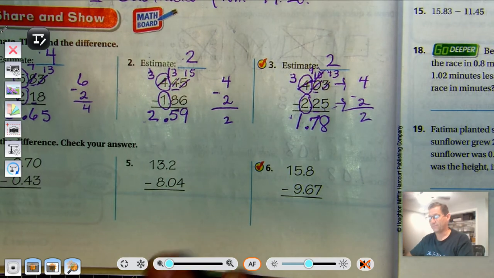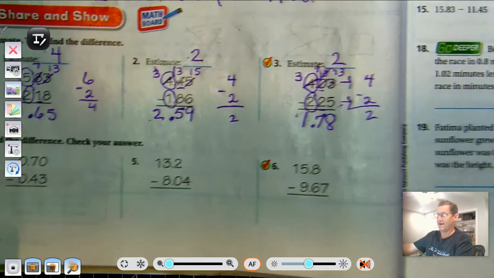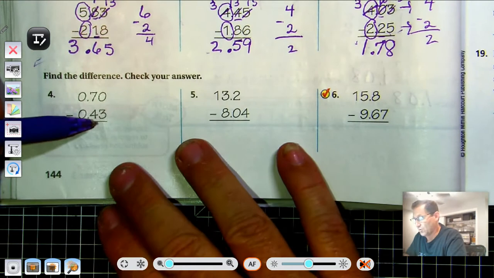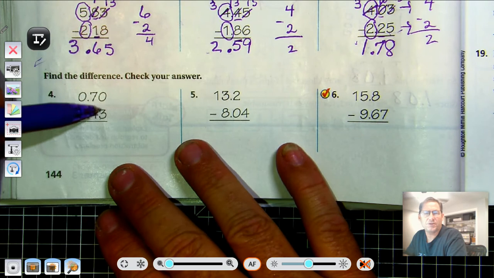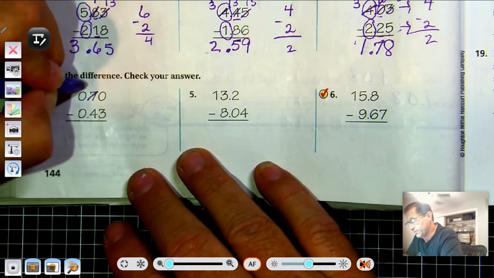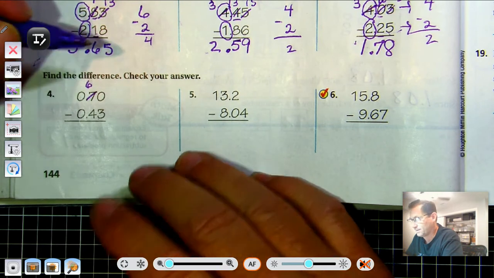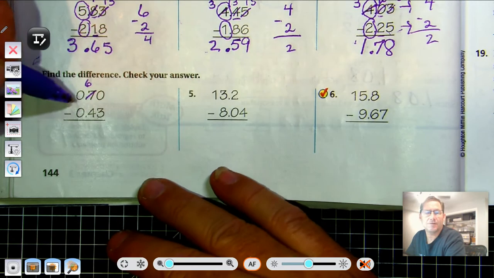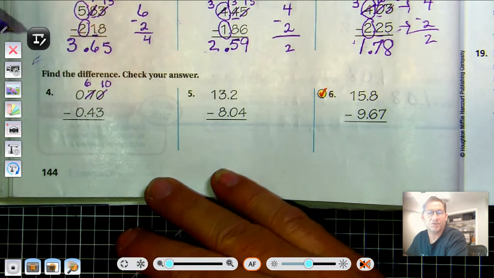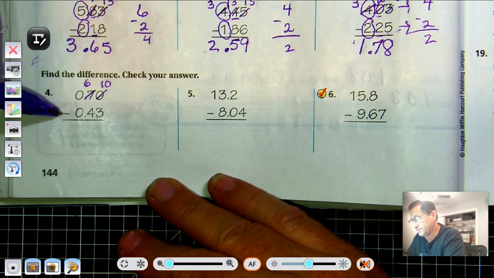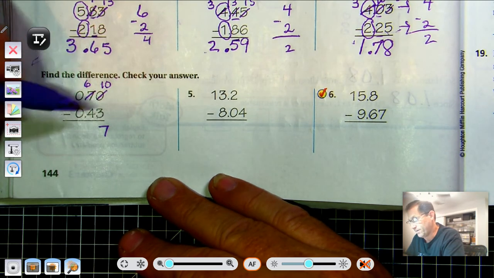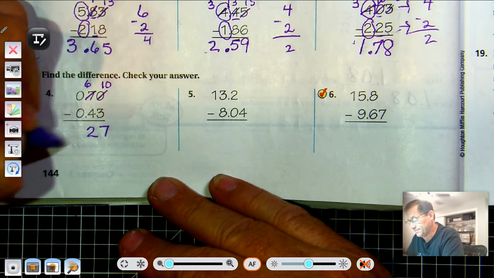All right, number 4. Find the difference and check your answer. All right. So 3 hundredths taken from no hundredths. You can't do that. So let's regroup from the tenths and give to the hundredths. 10 hundredths take away 3 hundredths is 7 hundredths. 6 tenths take away 4 tenths is 2 tenths.